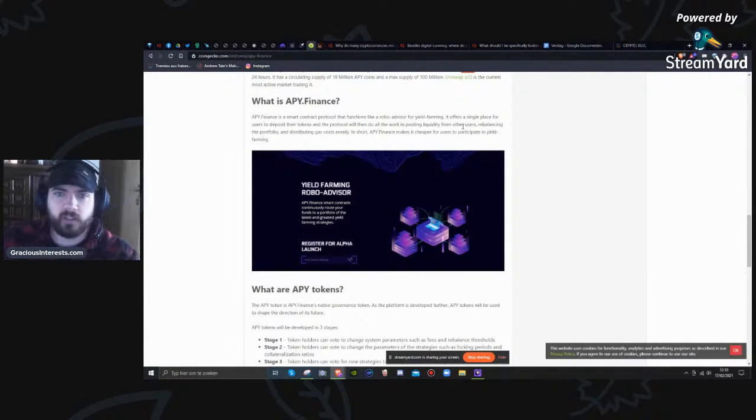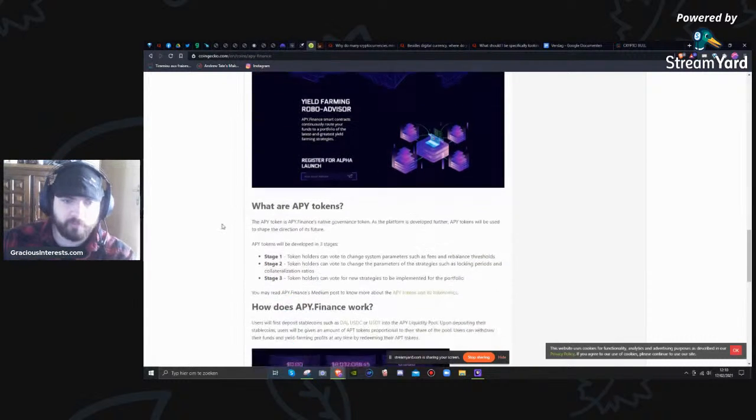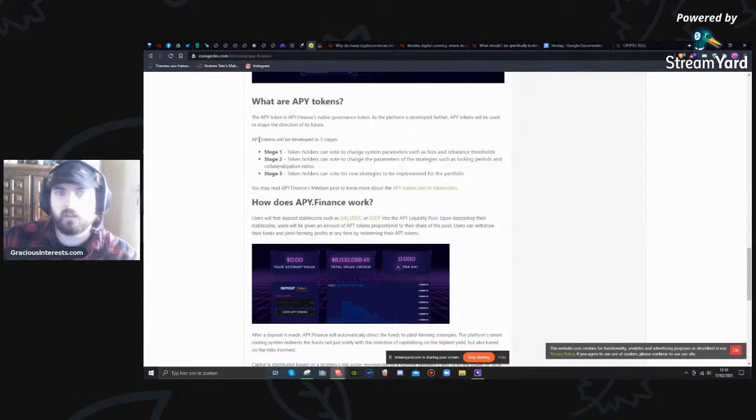Anyway, so in a single place. So yeah, a bot advisor for yield farming, doing all the work including liquidity from its user, rebalancing the portfolio. So it's going to function as a bot for yield farming. For the API tokens, always good that it's being mentioned here.